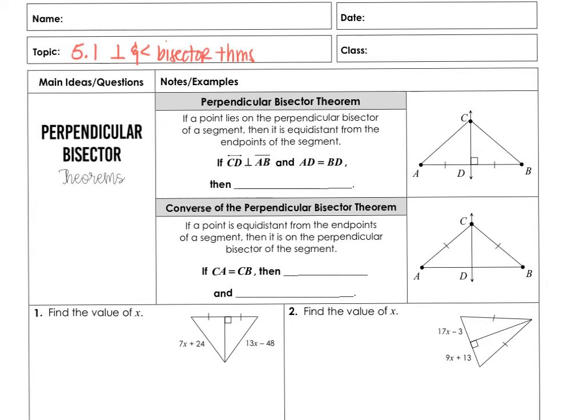All right, ladies and gentlemen, we are going to go ahead and start section 5.1, perpendicular and angle bisector theorems. So get ready and let's take some notes. All right, the perpendicular bisector theorem.